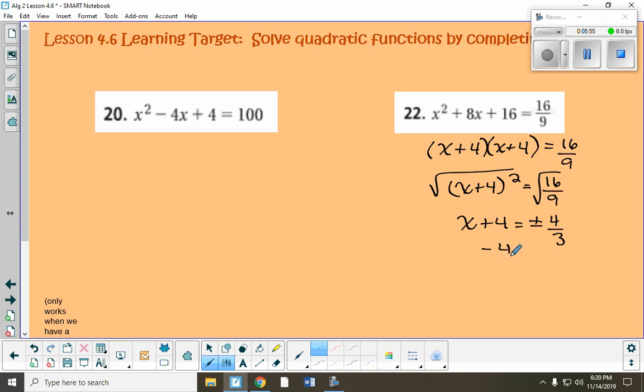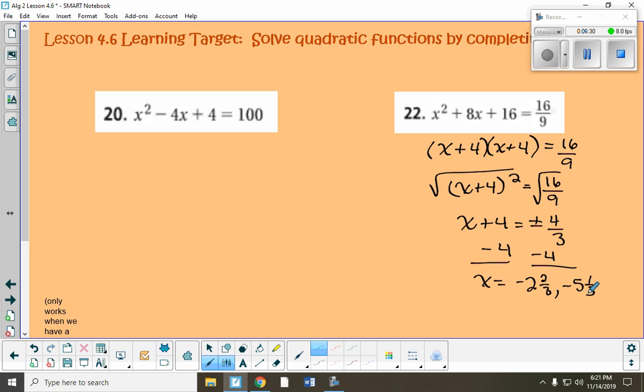And now we subtract 4 from both sides. So x equals, let's see, if we have minus 4 plus 4/3, that would be negative 2 2/3. And if we have minus 4 minus 4/3, that would be negative 5 1/3.